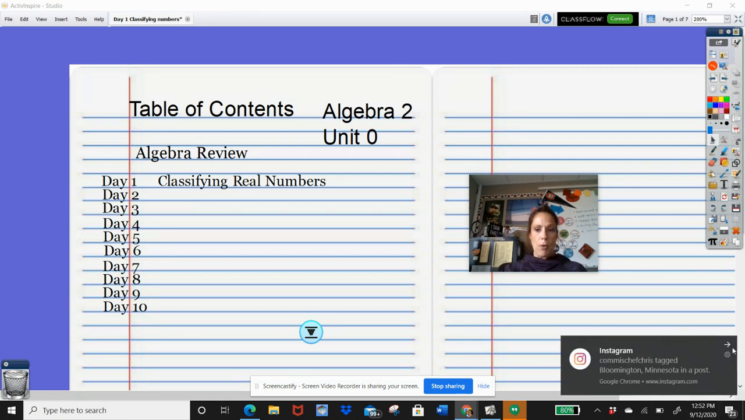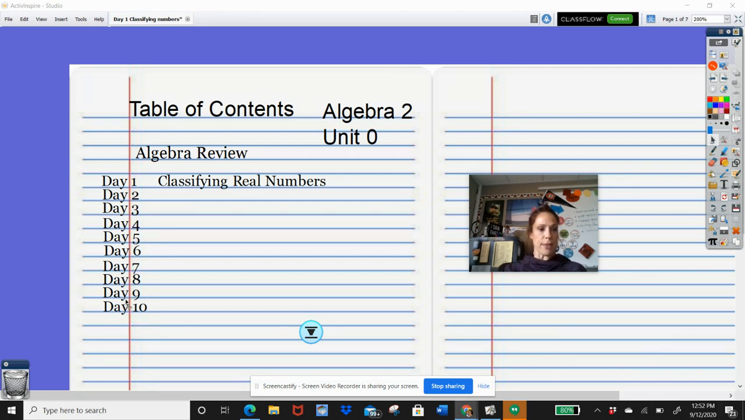For right now, we know that there's about 10 days that we are going to do this, but I don't want to tell you everything because sometimes we adjust. So each day you should go in and type these in or write these in. So today we're doing day 1, classifying real numbers. Tomorrow we'll do order of operations. So you'll write day 2, order of operations, and then flip to that page. Okay, so go ahead and flip your page now.